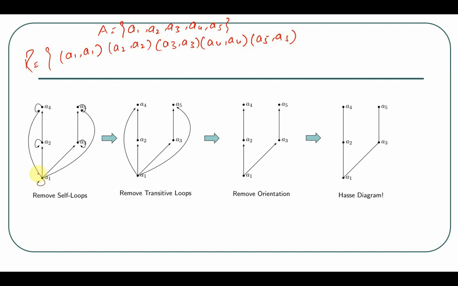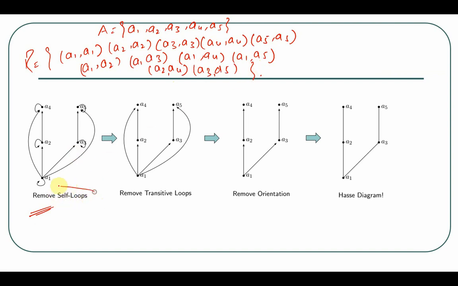Then I have A1 to A2. A1 A2 is there, A1 A3 is there, A1 A4 is there, and A1 A5 is there. Then I have A2 A4 and A3 A5. So this is the relation that is being represented by this digraph. I hope I have covered all the edges, but so this is the digraph.